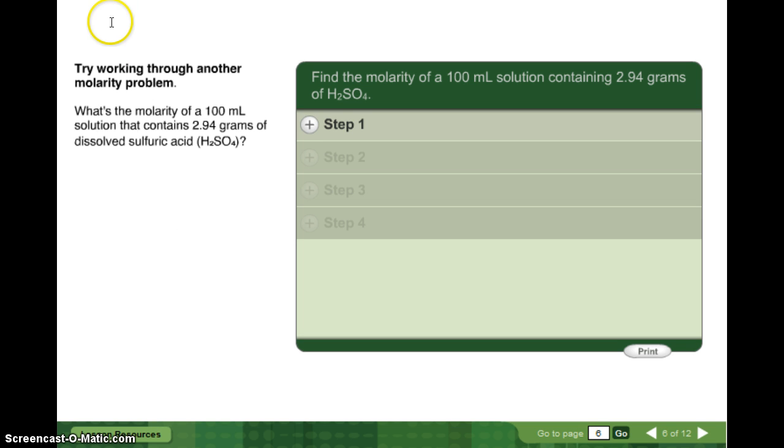Try working through another molarity problem. So we did this one. Again, if you didn't get it, watch it again, go through it again. If you're still having problems, please come see me so I can help you with these.